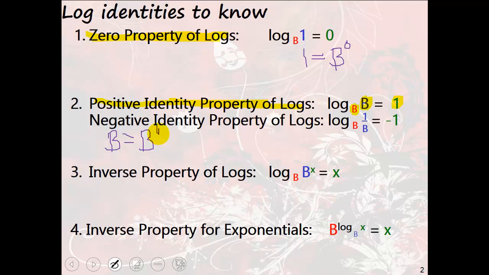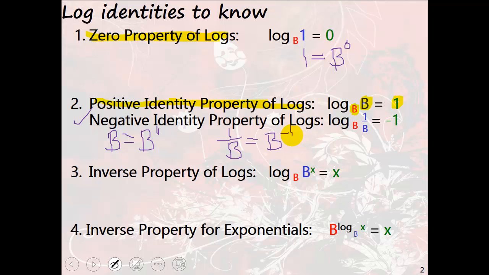And then likewise for what I call the negative identity property, if my input 1 over b, that had better equal my base of my log b raised to my exponent, and we know that those are true.